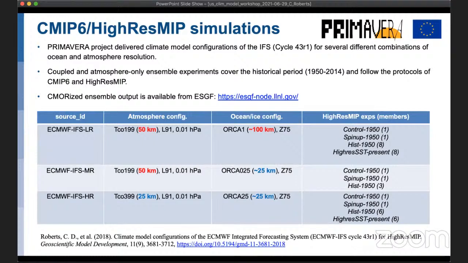As well as running these initialized forecasts, we've also run ensemble climate simulations following the CMIP6 HighResMIP protocols. These are based on IFS cycle 43R1, which is the same model as our current seasonal forecast system. These experiments include both coupled and AMIP configurations and were run for a range of different ocean and atmosphere resolutions. These model configurations and the scientific assessment are documented in a paper that was published in GMD a couple of years ago. And all of the CMORized ensemble output is available with other CMIP6 data through the ESGF.